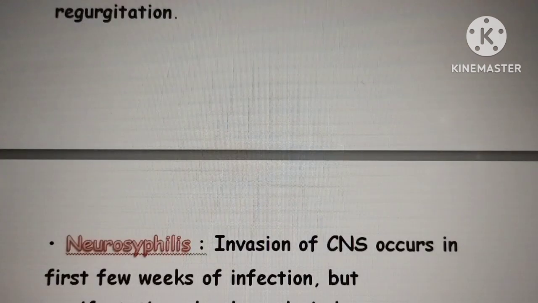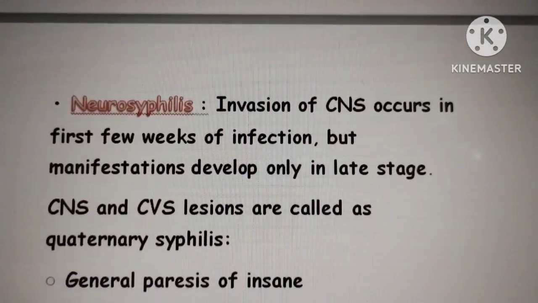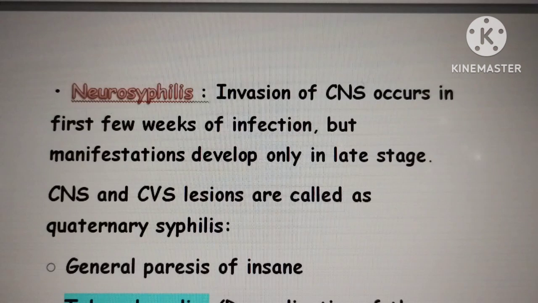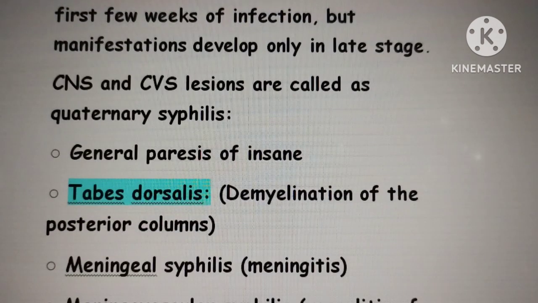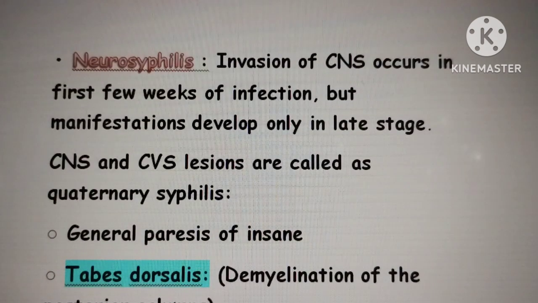Next point, we come to neurosyphilis. Neurosyphilis usually comes under tertiary syphilis. Suppose tabes dorsalis is asked and they have given the option neurosyphilis or quaternary syphilis, then you can go for that. The invasion of the CNS usually occurs in the first week of the infection, but it usually develops only in the late stage. Tertiary syphilis is the third stage, right? Neurosyphilis also occurs in the late stage, and the CNS and CVS lesions together are called quaternary syphilis.